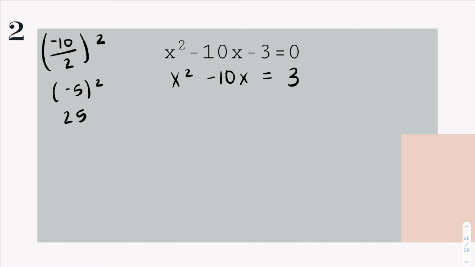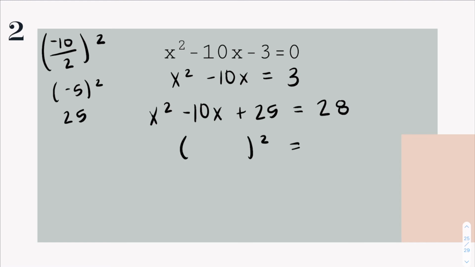So we're going to add 25 to both sides because adding it to the left-hand side completes our square, so we'll have a perfect square trinomial. And on the right-hand side, it has to be added to keep equivalence here, and we get 28 because we're adding the 25 to that 3. All right, now we rewrite our perfect square trinomial as a binomial squared. And so we have x minus 5 here.